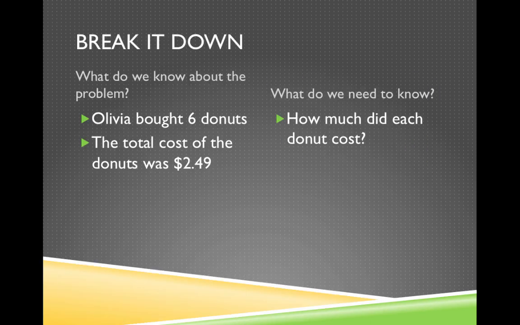We're going to go ahead and break it down into the information about what we want to know and what we know already about the problem. What we do know is that Olivia bought 6 donuts, and the total cost, and the total word is very important, of the donuts was $2.49. What we need to know is how much did each of the donuts cost. So the question is asking how much each one cost, and we're starting with the total.